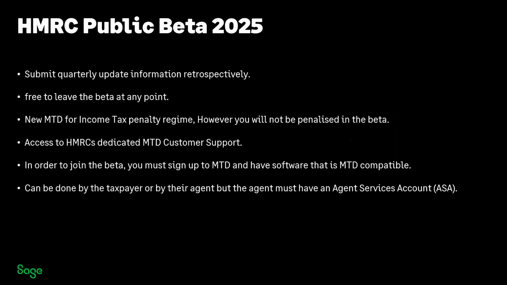So who can join the public beta? This beta began in April this year, but you are still able to join the public beta at any point during the tax year. Just because April has passed does not mean that you can't participate. However, it will mean that you will need to submit quarterly update information retrospectively. You are free to leave the beta at any point. So you can submit quarterly updates, but if you decide that you want to revert back to the old self-assessment process after the end of the tax year, then you can. Now, HMRC wouldn't encourage this, but the option is there.